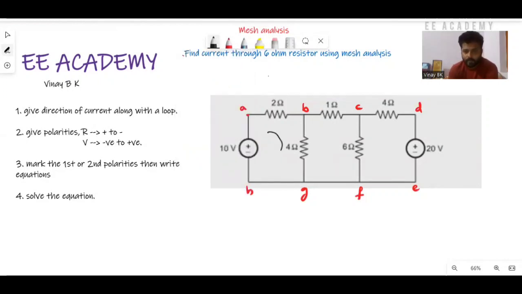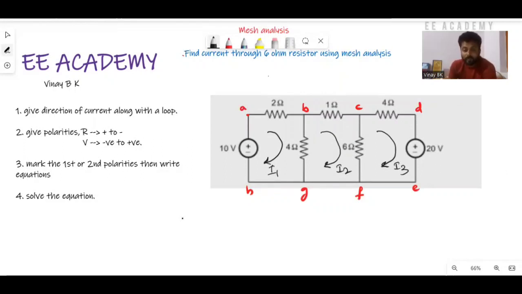Loops. So you can see now, for example, I1 is flowing here, I2 is flowing here, and in a third loop, I3 is flowing. And remember one more thing: if you have three loops, you should get three equations.